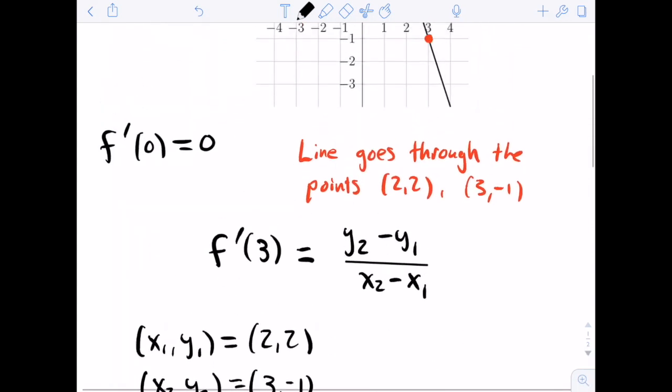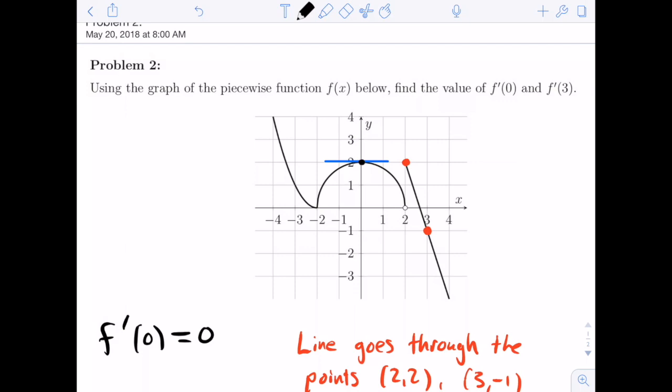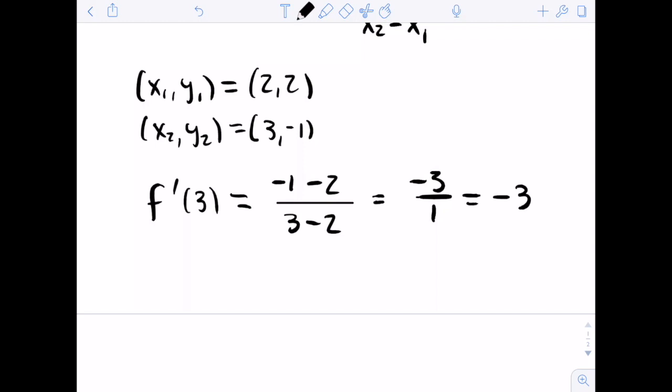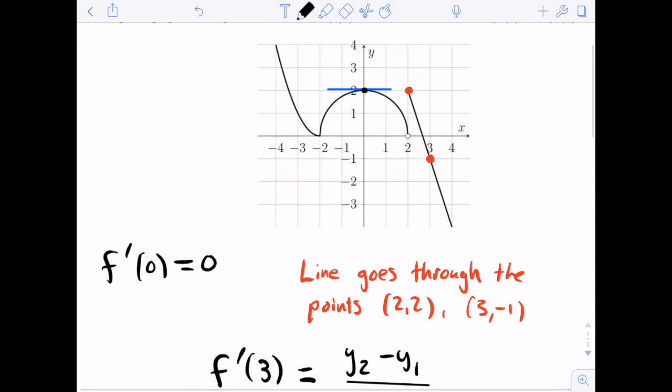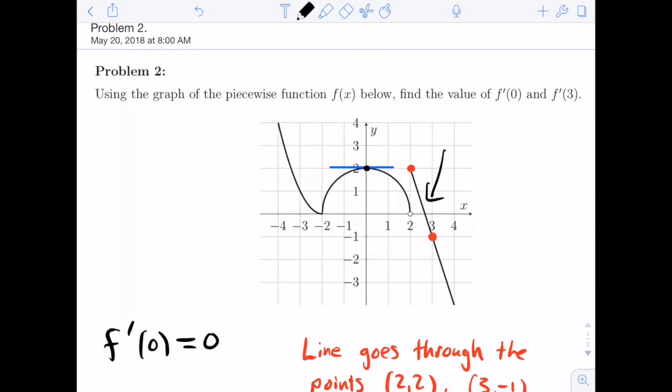So the slope of the tangent line, or the derivative of f at the point where x equals 3, is equal to negative 3. And this kind of makes sense, right? The slope is negative 3, and if you take a look at this line, that really does look like a line with a slope of negative 3. So it works out. For the first problem, we found that f prime of 0 was equal to 0 because we're at a relative maximum, and then we calculated that f prime of 3 was equal to negative 3 by the slope formula.